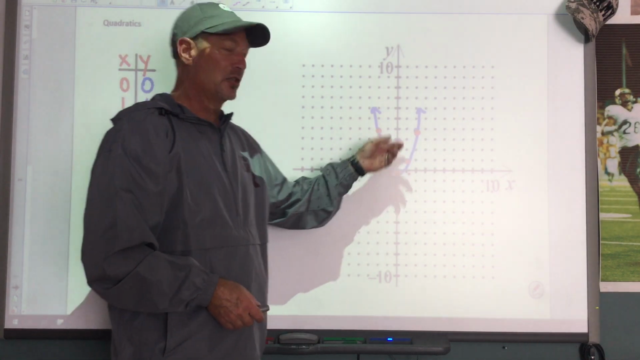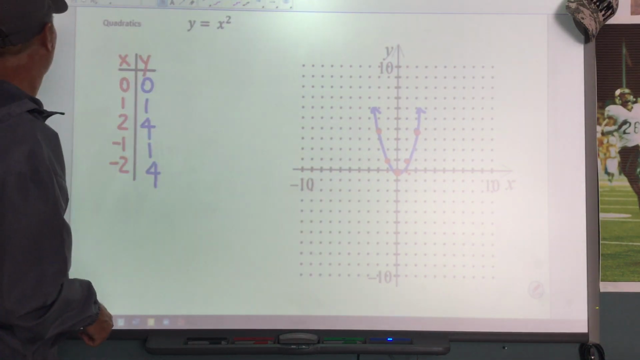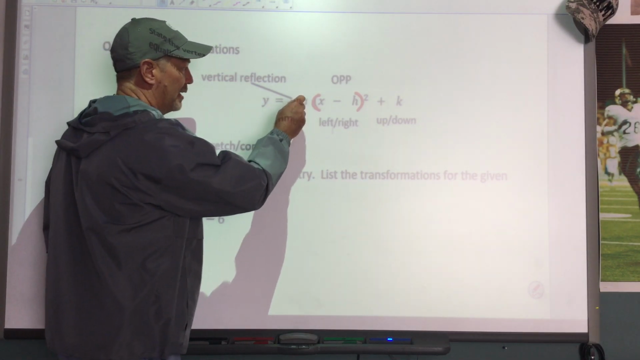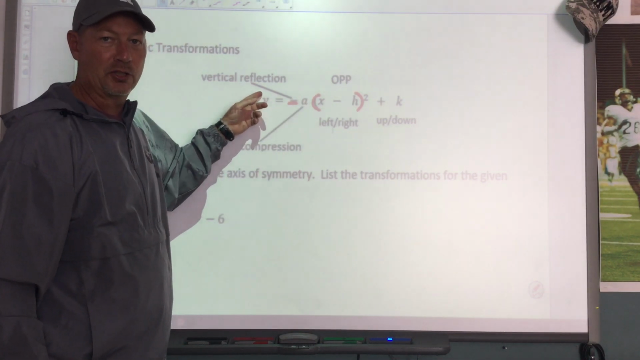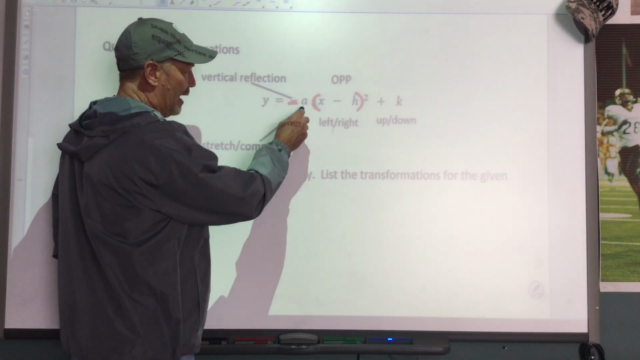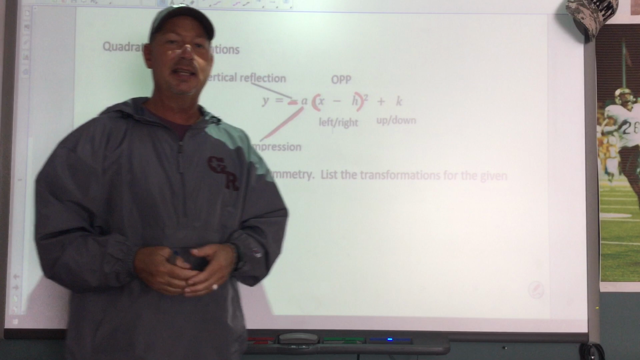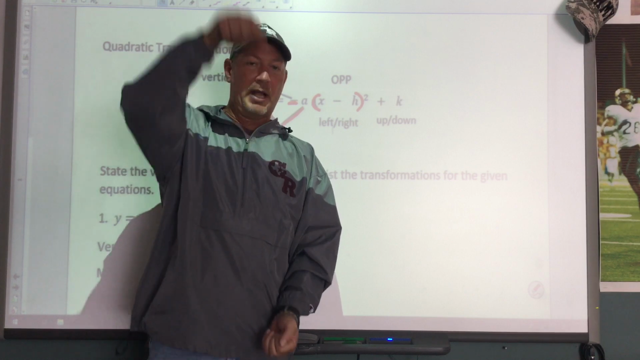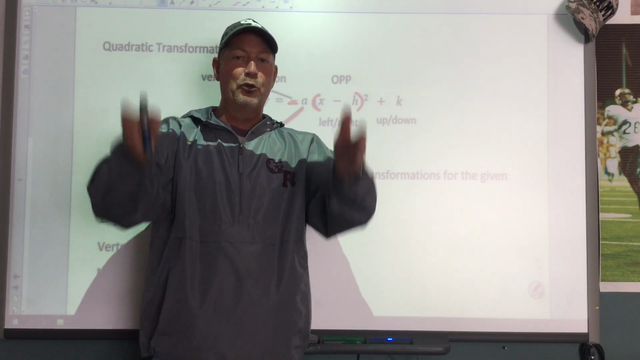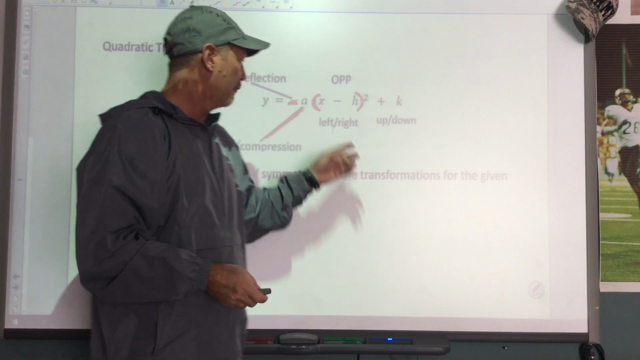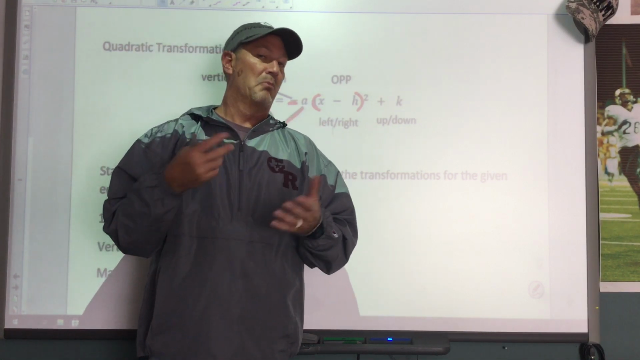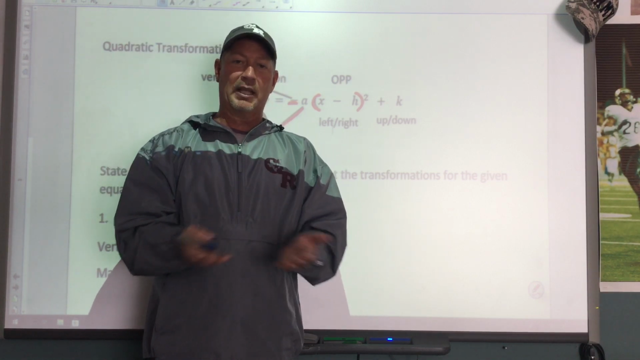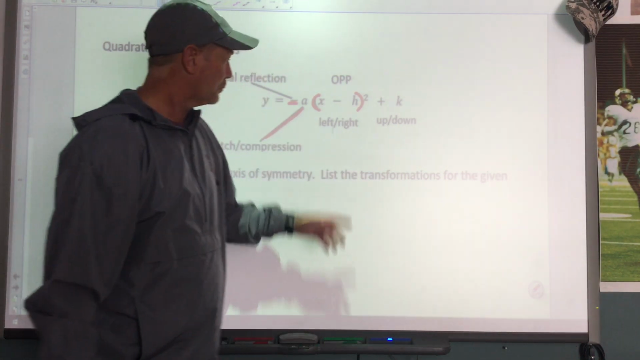All right, so let's talk about this parent function and some transformations. You still have a negative sign in the front. That still means that you have a vertical reflection. We're still going to look at our A value. If A is greater than 1, meaning like 2, 3, 4, whatever, we're going to have a vertical stretch, and my graph, my U, my parabola, will get skinnier. If my A value is less than 1, 1/2, 1/4, 1/8, that means we're going to have a vertical compression. We're going to get flatter or wider, just like normal, okay?